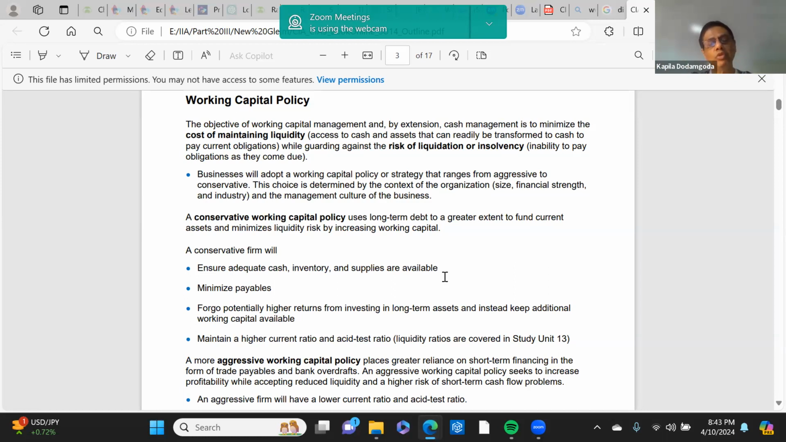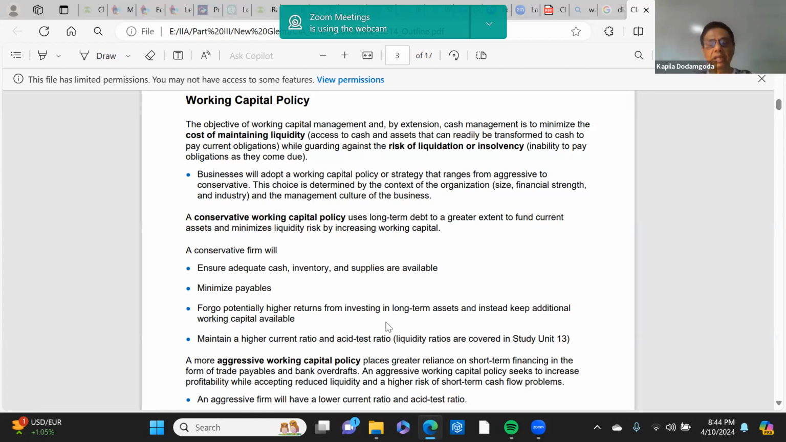At the same time, you don't want to take too much risk, so therefore you minimize payables, as little payables as possible. You have more assets and less payables. When you do that, you forego the potentially higher returns from investing in long-term assets and instead keep additional working capital available.